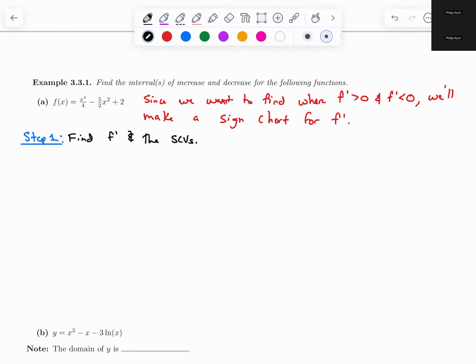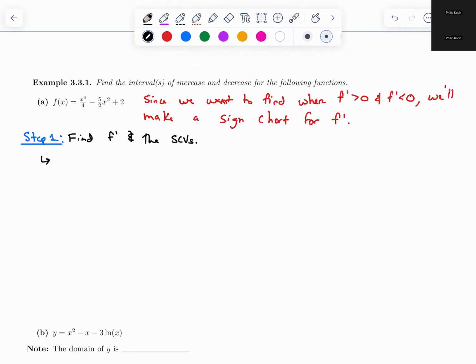So if we have a critical value, it might be a relative extrema. If we remember that there's that theorem that says if you have a relative extrema, then it's a critical value of the function. But SCVs still play a role. Semi-critical values that aren't critical values still play a role. So we're going to find both of them. So in this case, it's a polynomial. So the semi-critical values are all critical values because the function is defined everywhere.